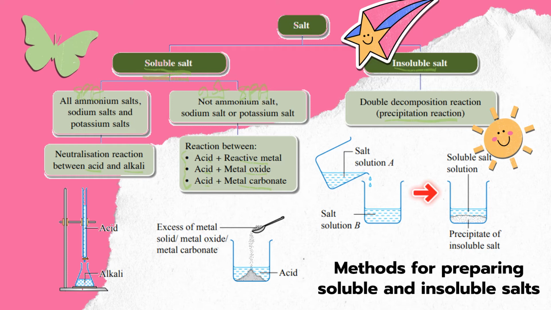Double decomposition reaction means you add two different soluble salts to produce one soluble salt and another insoluble salt. So, to prepare a salt, first you have to know whether the salt is soluble or insoluble, and then you have to identify whether it is a SPA salt or not.